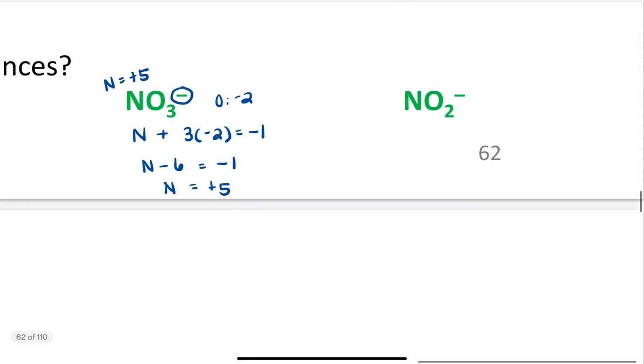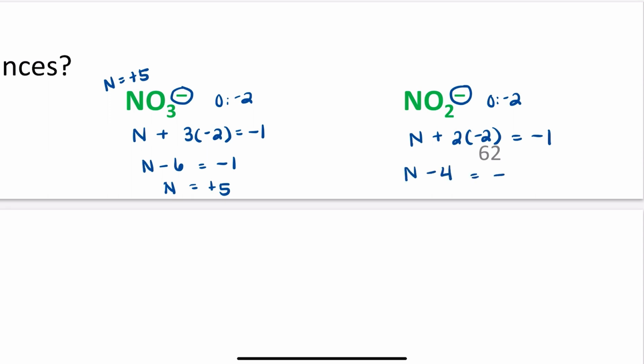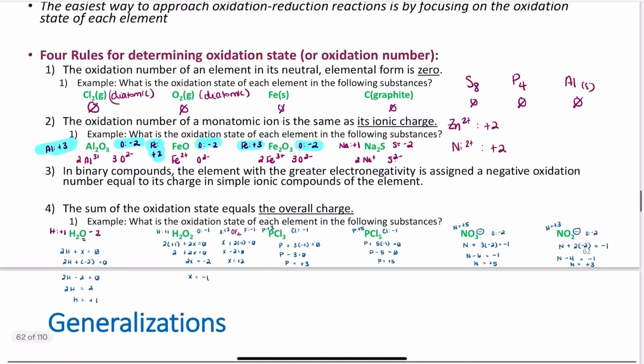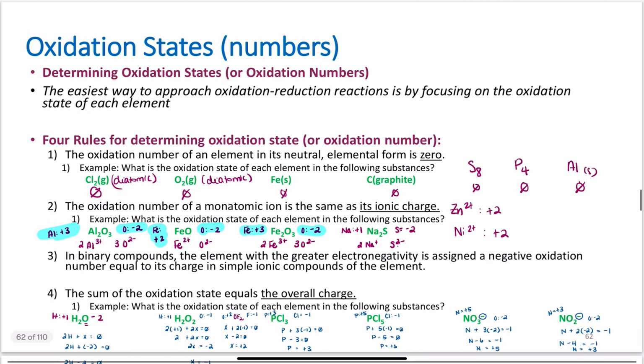If I look at it in nitrite, nitrite is NO2 minus. Got 1 nitrogen. Again, my oxygens are going to win and be -2 here. A nitrogen plus 2 oxygens, each at a -2 charge, giving me an overall -1. Nitrogen minus 4 has to equal -1. Therefore, the nitrogen itself must be a +3 charge. Notice I am writing the plus and minus signs very intentionally that way.